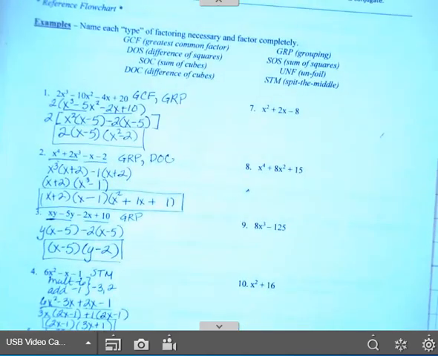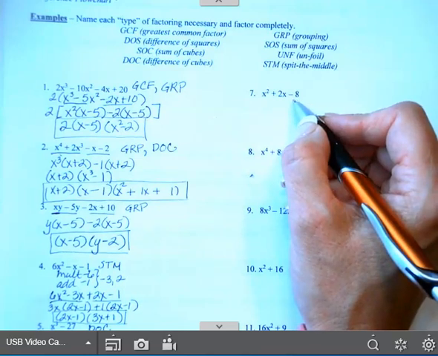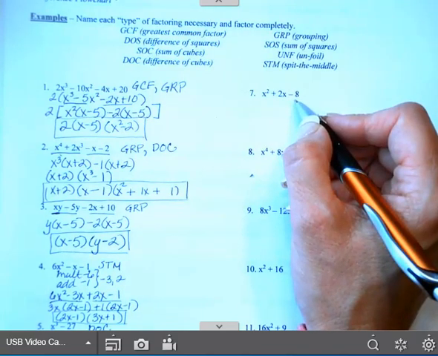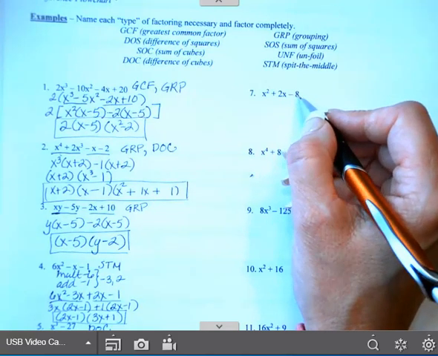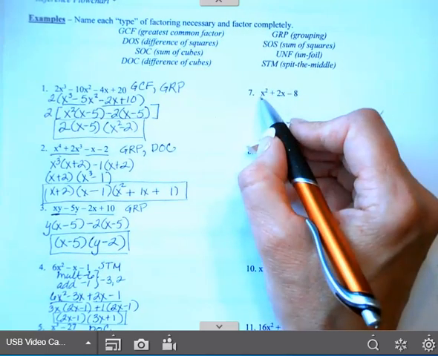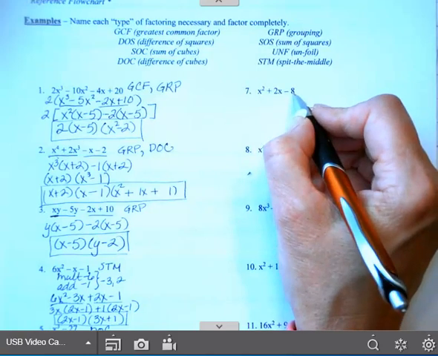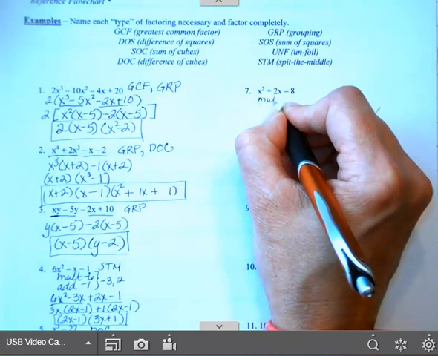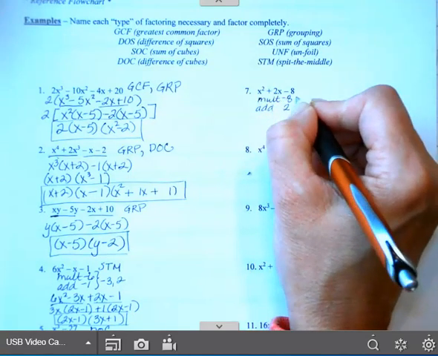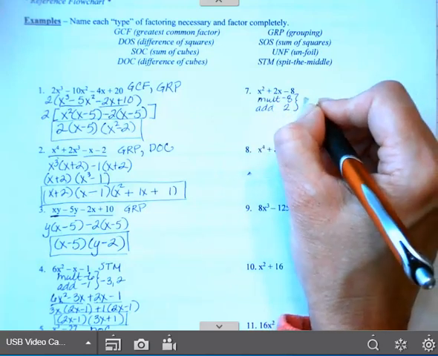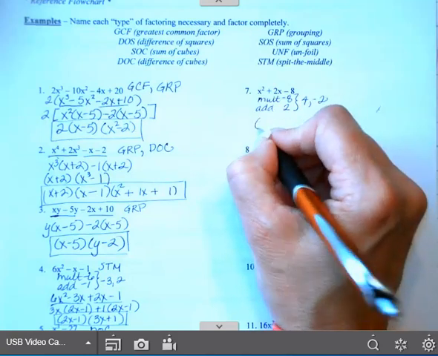And example 7. They do not have a greatest common factor. There are 3 terms. It is not a perfect square trinomial because -8 is not a perfect square, but it does have a leading coefficient that is equal to 1. So I just need to find something that multiplies to -8 and adds to 2. And the numbers that do that are 4 and -2. And you just get to fill those in.